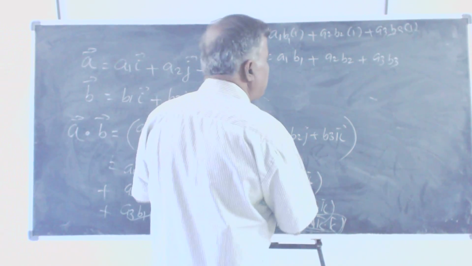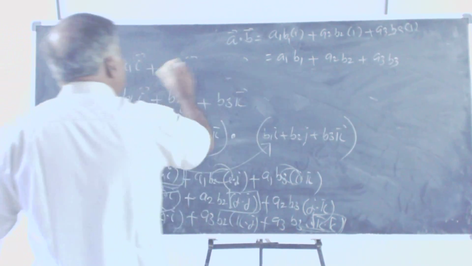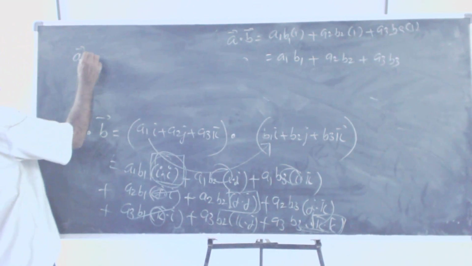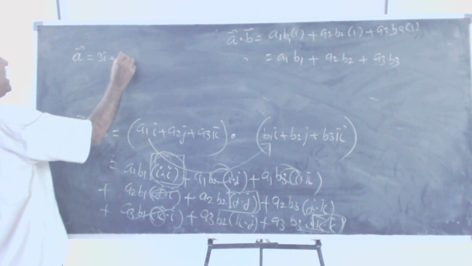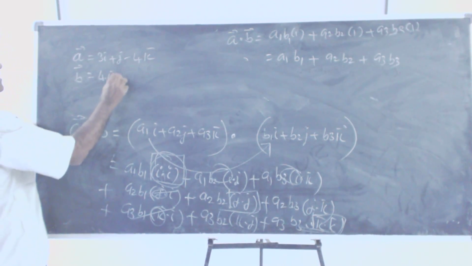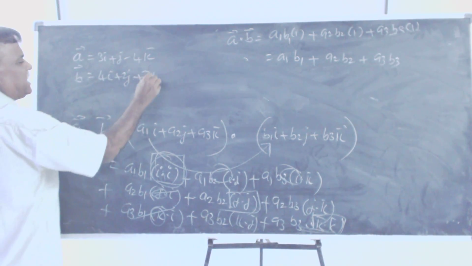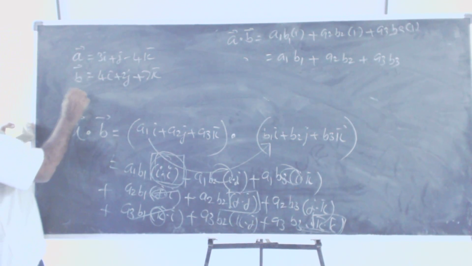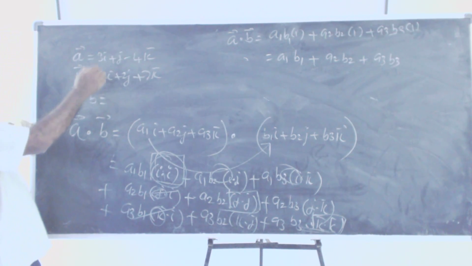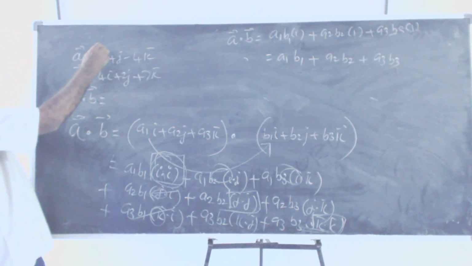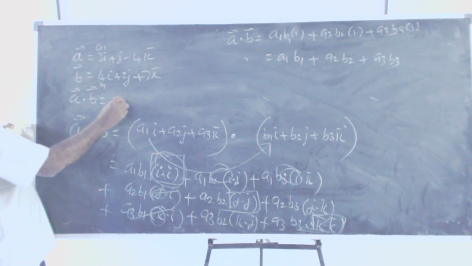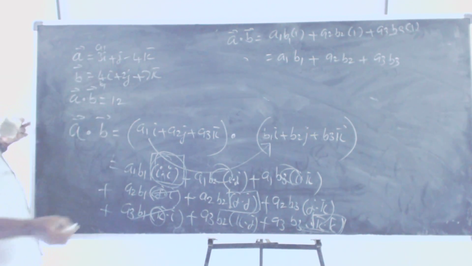See, if I give a numerical problem, you can understand it very easily. A vector equal to 3i plus j minus 4k, B vector equal to 4i plus 2j plus 7k. Now let us find A dot B. A dot B equal to A1 B1, 3 into 4, that is 12.